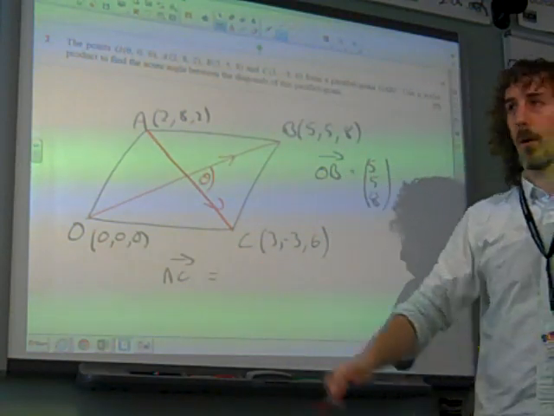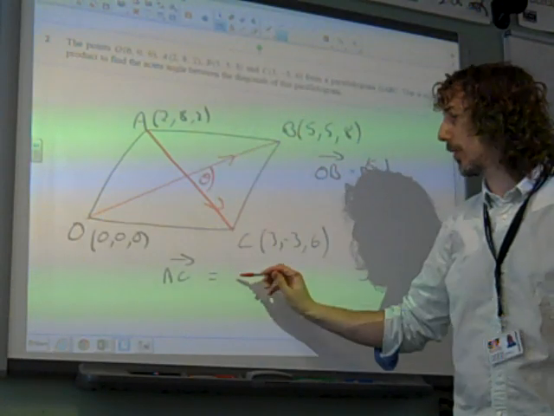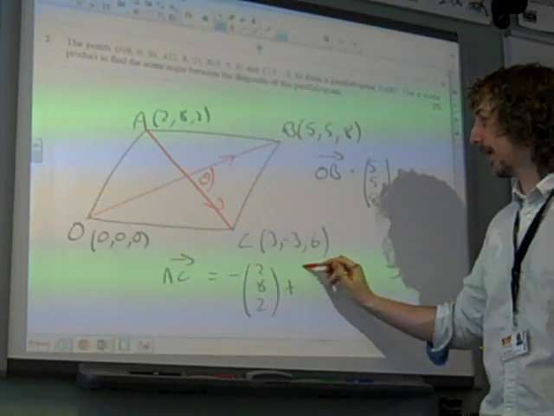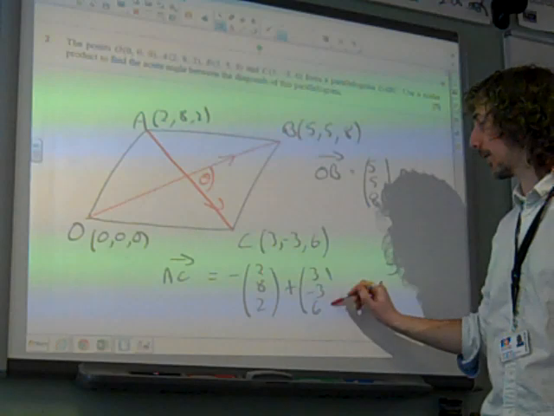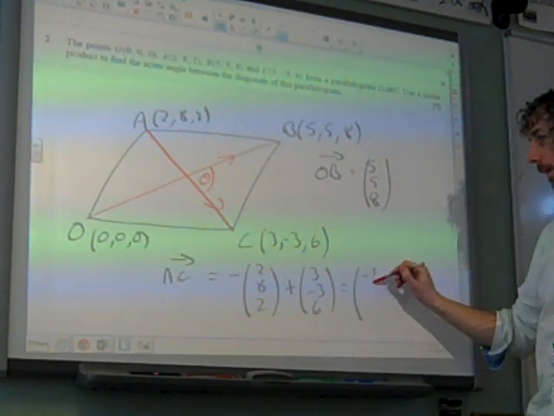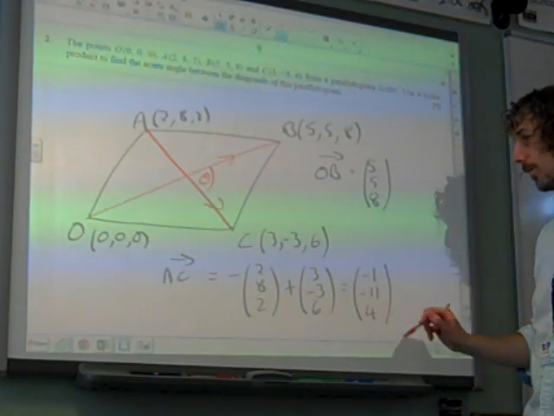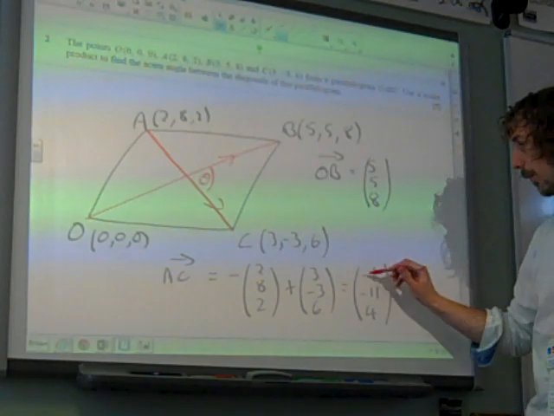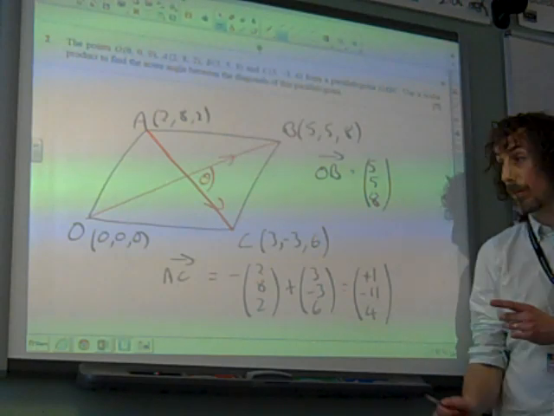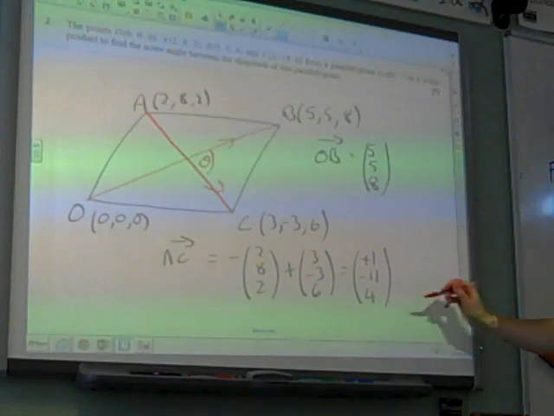And AC, that involves going from A to the origin and then to C. So A to the origin is minus the vector 282, and the origin to C is the vector 3 minus 3, 6. So before we do anything else, we need to work out that vector as being, what is it, minus 1, minus 11, 4. I think that's a plus 1. 1, minus 11, 4. Okay. So now we've got the two vectors that we need to do our scalar product with.